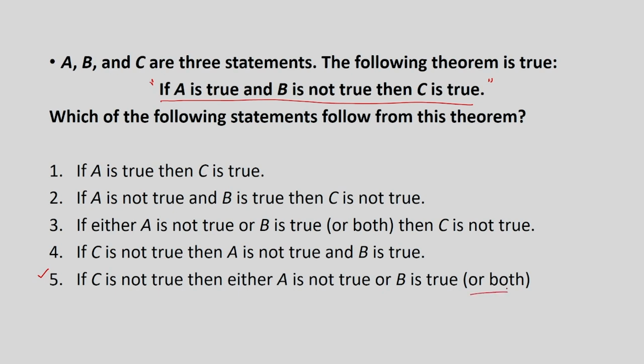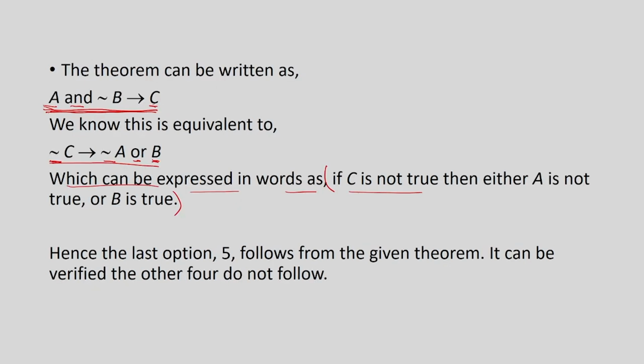Here it is also given as or both, but or both is implied. Whenever or is written, it also means that both of them can be true. Okay. So, the 5th option is the correct option. If C is not true, then either A is not true or B is true. That is the correct option. But is any of the other 4 correct? It can be verified that the other 4 do not follow, right.